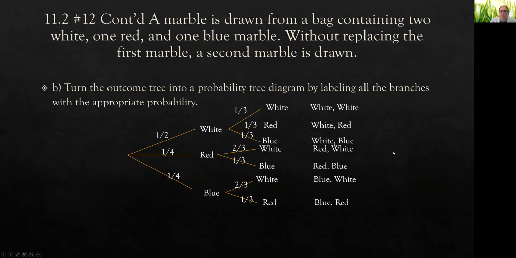Next, we think about the probability tree diagram. So remember, there's 2 whites, 1 red, and a blue. So the probability of drawing a white the first time is 2 out of 4, or 1/2. The probability of drawing a red the first time is a 4th. The probability of drawing a blue the first time is a 4th. Now, you remember you draw out a marble and you don't put it back in. So the second time there's only 3 marbles. So our probabilities will always be out of 3 the second time since we didn't put the first marble back in.